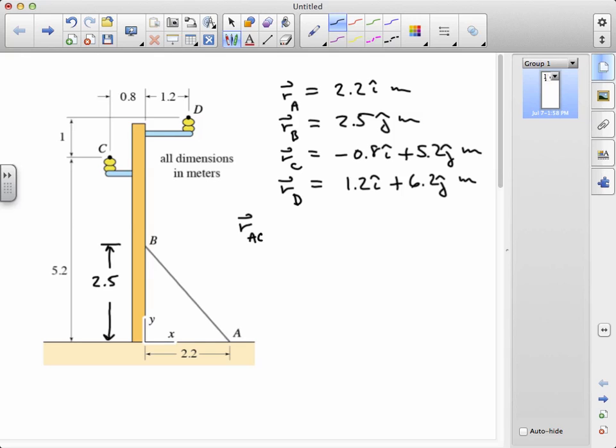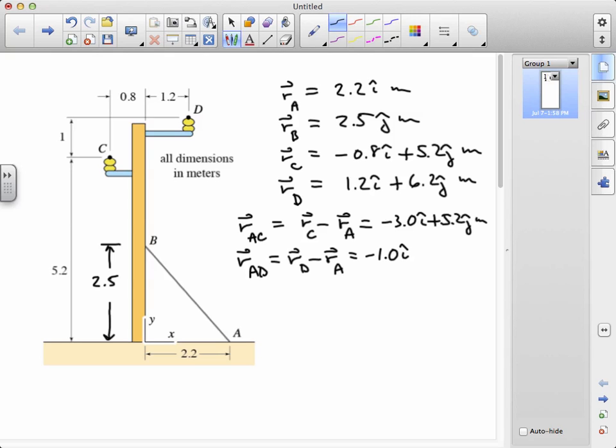The relative position vectors from A to C and from A to D are expressed as RAC equals RC minus RA, and we can see from the definitions that this is going to give us minus 3.0 i plus 5.2 j meters. And RAD is RD minus RA, which is minus 1.0 i plus 6.2 j meters.